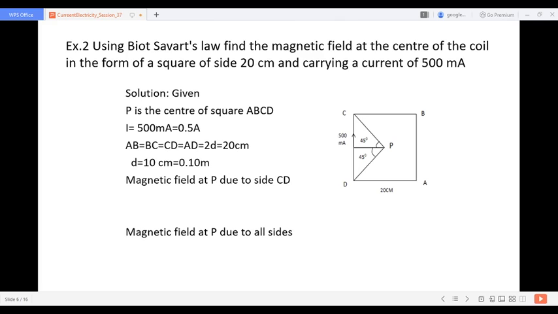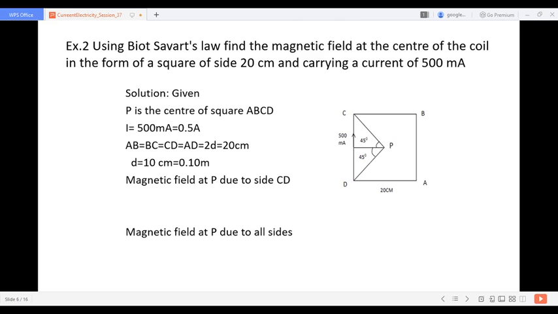Let us move on to the second problem. Using Biot-Savart's law, find the magnetic field at the center of the coil in the form of a square of side 20 centimeter and carrying a current of 500 milliampere. So the given things are, here in the diagram you can see P is the center of the square coil ABCD. Here the current flowing is 500 milliampere, which can also be written as 0.5 ampere.